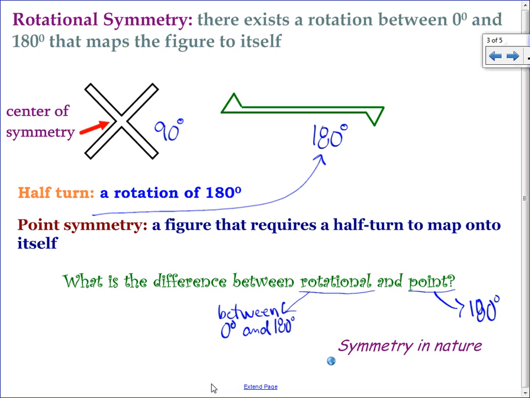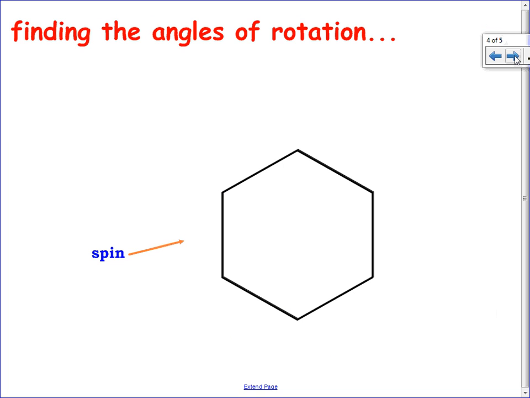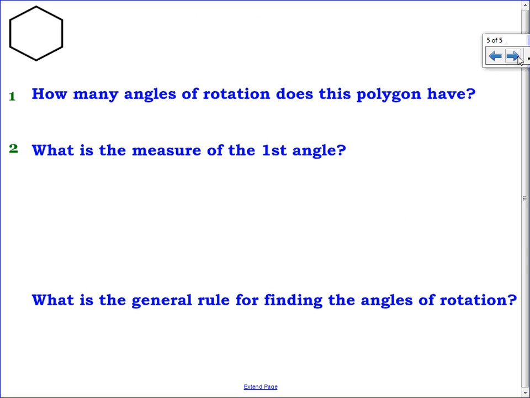So essentially what we're trying to figure out with this rotational symmetry is how far is that first turn. So we have this hexagon, for instance, and we can turn it here and it lands on itself, right? So we're trying to figure out what that angle of rotation is. Now there's going to be a definite pattern with how to do that. So how many angles of rotation does this particular shape have? How many times can you turn it? 6 times, right? What's the measure of that first angle?